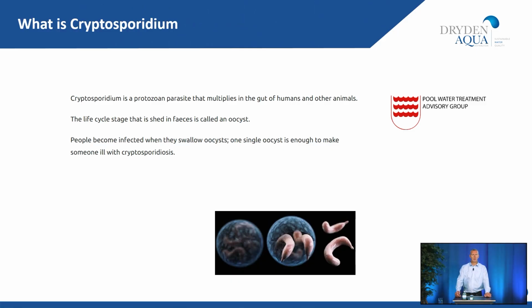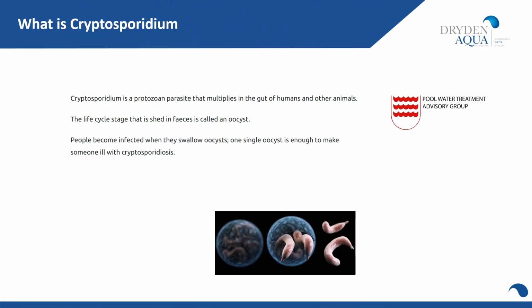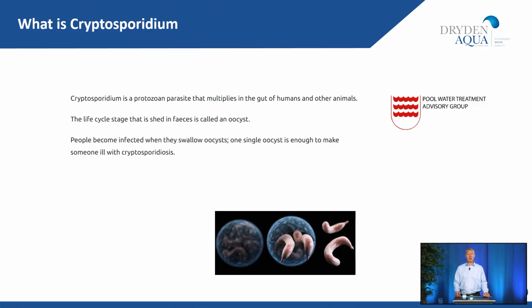Okay, so what is Cryptosporidia? Well, the Pool Water Treatment Advisory Group, PWTAG, in the UK, have this written in their standards. Cryptosporidia is a protozoan parasite and multiplies in the gut of humans and other animals. The life cycle stage that is shed in feces, I know it's not a pleasant subject, is called an oocyst. And people become infected when they swallow these oocysts. One single oocyst is enough to make someone ill with cryptosporidiosis.